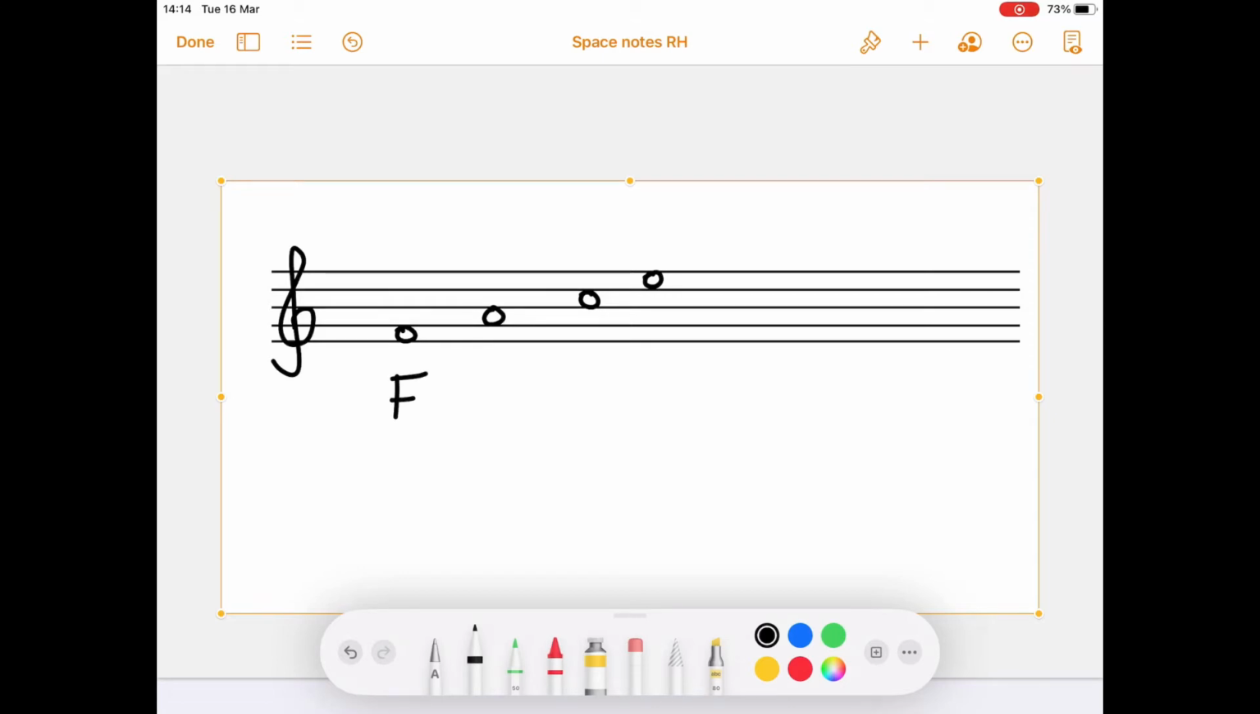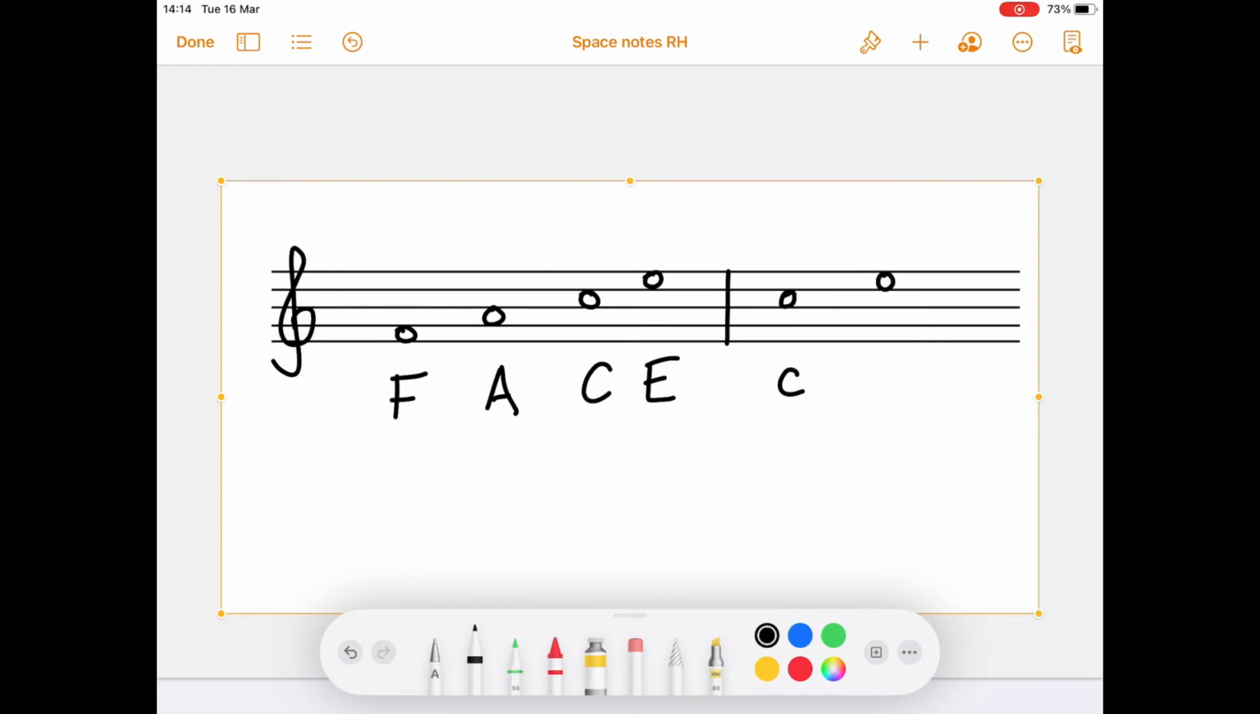The first one's F, the second one's A, the third one is C, and the fourth one is E, which very helpfully spell the word face. So we can use the word face to help us remember which note it might be. So if I have a note on the third space up, I just need to spell the word F-A-C, the third letter C, so that must be C.